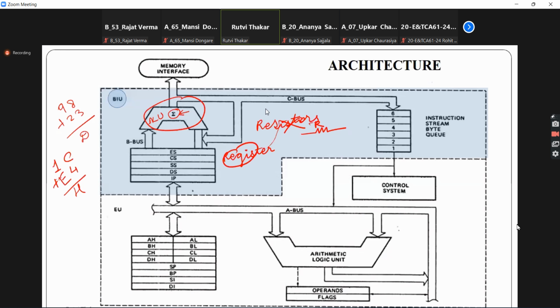Okay, so these are some sections. Next part, the second half of this architecture is called the EU, which is the execution unit. Here in the execution unit, whatever the major executions that take place will be taken care of by the EU, which is the bottom part. In the next slides, we'll see everything in detail.